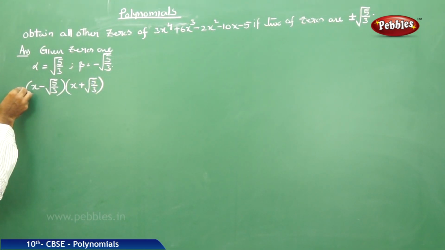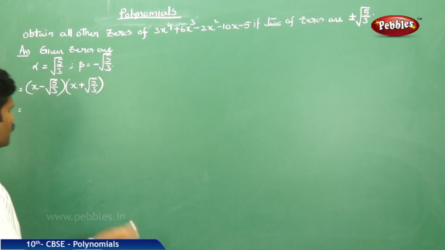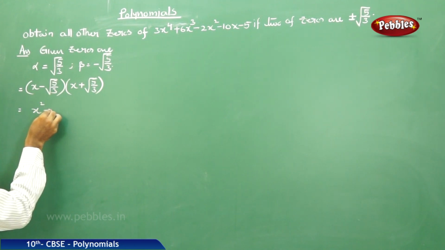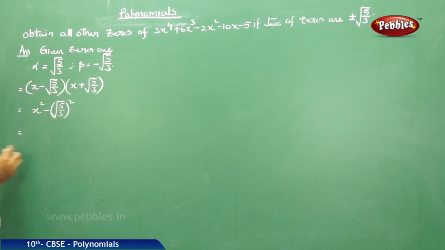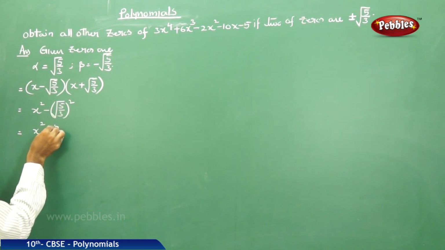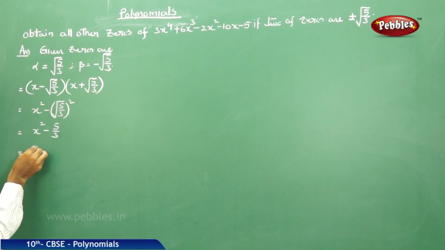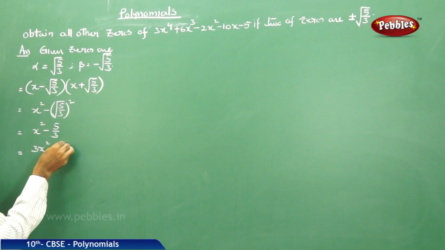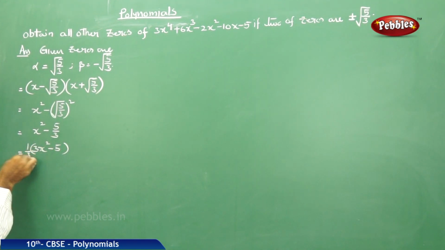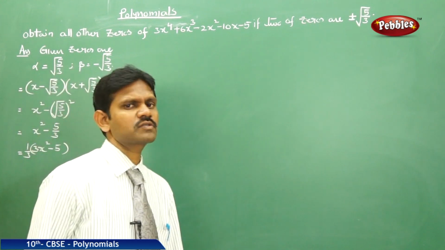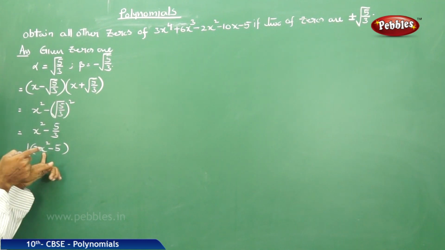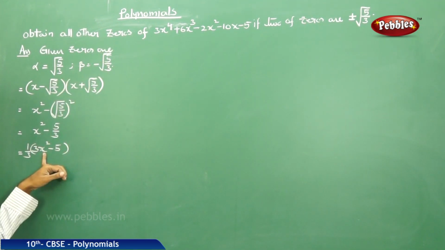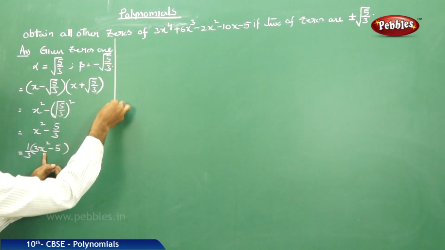Now it is clearly of the form a plus b into a minus b, that is a square minus b square, that is x square minus root 5 by 3 whole square, that is equal to x square minus 5 by 3, which can be written as 1 by 3 of 3x square minus 5. Now this is our new divisor. With the help of this one we can divide the given polynomial and find out the rest of the zeros.